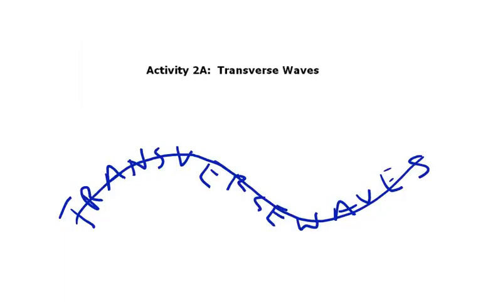Chapter 5, Activity 2A, Transverse Waves. So Activity 2 is broken into two parts, transverse waves and longitudinal waves. So transverse waves are waves that have crests and troughs, peaks and valleys.